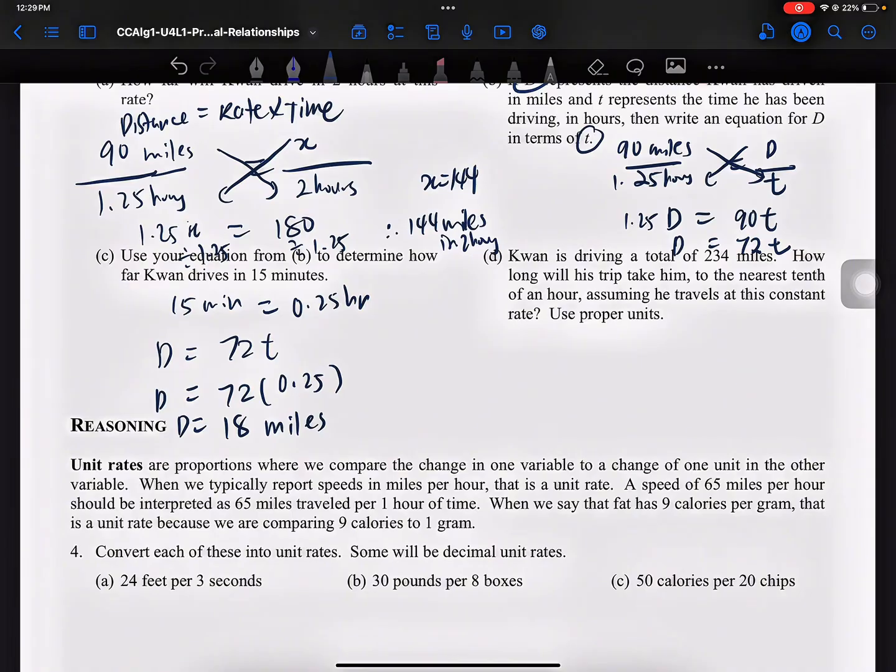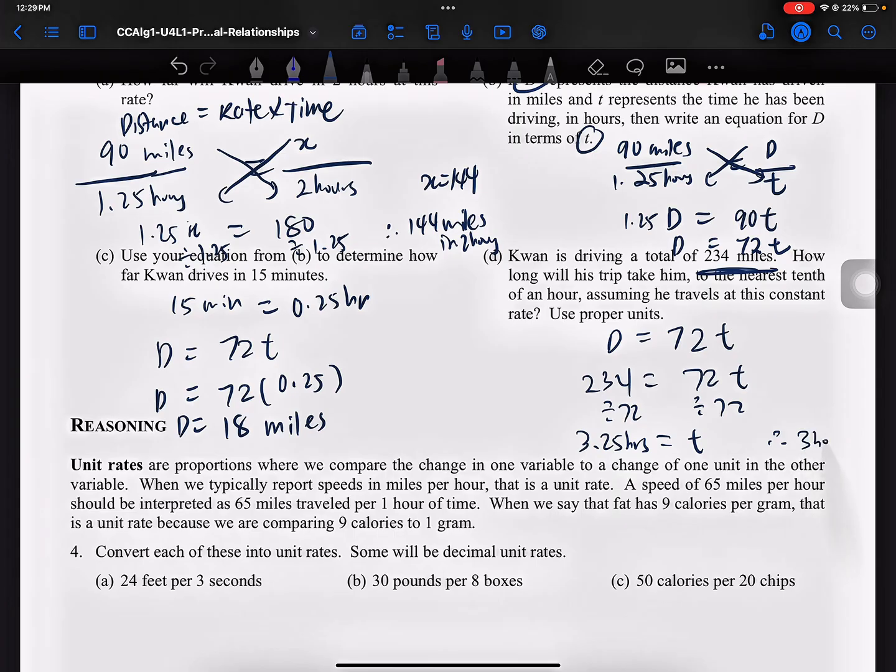Now for D, how long will he take to drive 234 miles? So next I will have d over t, our main equation. I change my d to 234, equals 72t. Now I need time, right? So I divide by 72 on both sides. So my unknown t is 3.25 hours, which is 3 hours, 15 minutes.